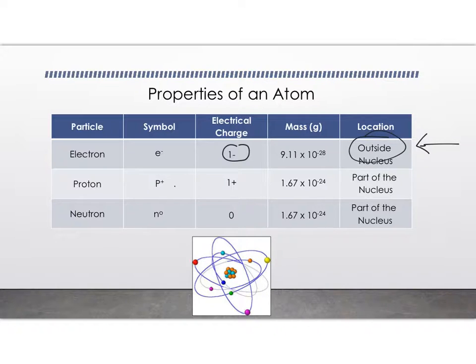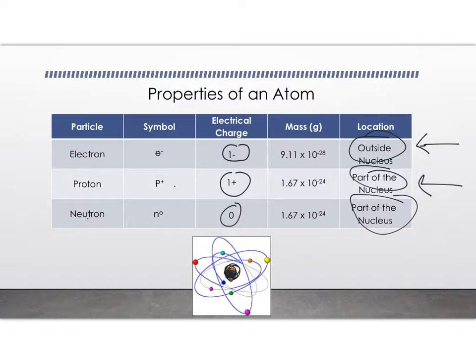Protons are positive. They have a symbol with a little p with a plus sign. They have a +1 charge, and they have a mass of 1.67 times 10 to the negative 24th. And they are also part of the nucleus. So if you look at this, neutrons and protons both make up the nucleus, and that is the small, dense center located at the center of the atom.